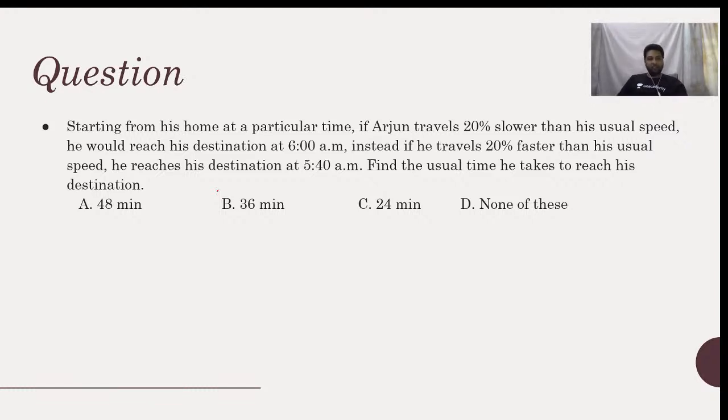In this question, he says, starting from his home at a particular time, if Arjun travels 20% slower than his usual speed, he would reach his destination at 6 a.m. Instead, if he travels 20% faster than his usual speed, he reaches his destination at 5:40 a.m. Find the usual time he takes to reach his destination.